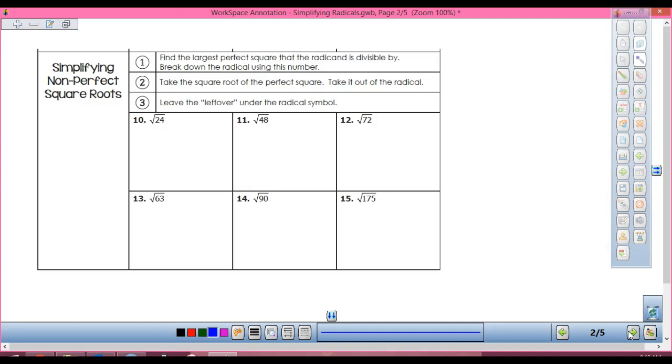So what we're doing is we're going to factor out the biggest perfect square we can find. So we've got the number 24. What are my factors of 24? 6 and 4, what else? 3 and 8, what else? 2 and 12, and 1 and 24. All right, in this list, where do you see a perfect square?